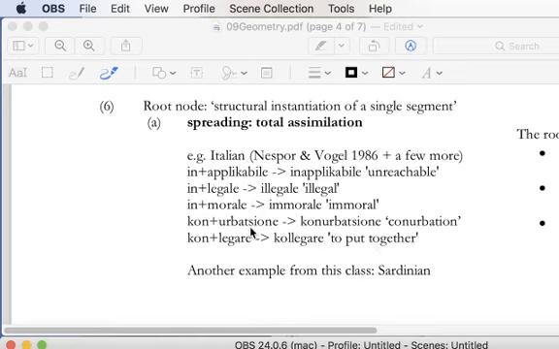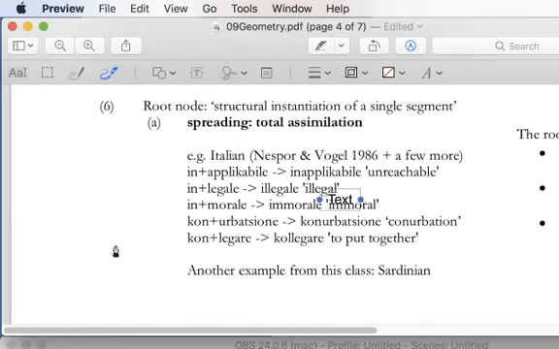So how is this going to work in the feature geometry? Well, here's what we have. We have a couple of time slots. Each time slot is going to be associated with some segmental features in a root node. And each of these root nodes is going to dominate a whole bunch of other features. All of the features that define the segment n in this first case, and that define some other sonorant consonant. Let's make this an l just for the sake of argument here.